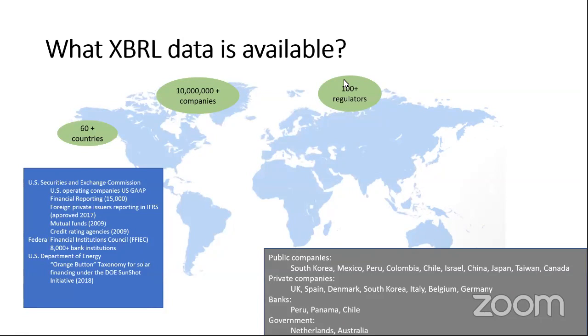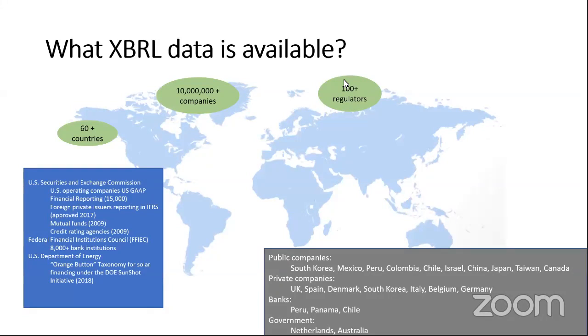If you look at the two boxes on the screen here, the blue box shows the data that's available for US public companies. The SEC has required the use of XBRL for US operating companies reporting in US GAAP, and also companies that are reporting in IFRS, foreign private issuers. So we have data going back to 2009 for US public companies and 2017 for foreign private issuers. Mutual funds and credit rating agencies also began reporting in XBRL format starting in 2009.